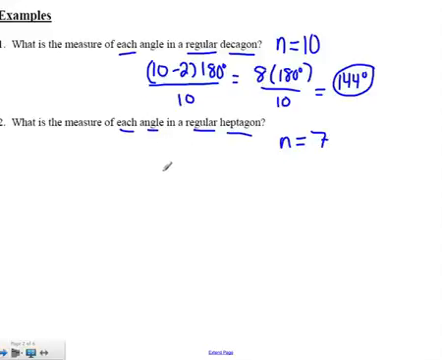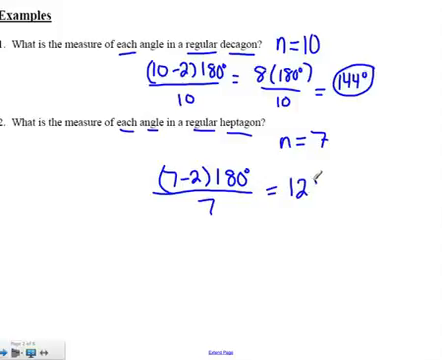So I'll use the same formula. I'll just say 7 minus 2. This is to figure out the number of triangles on the inside. The sum of the interior angles of any triangle is 180 degrees. And then to figure out each angle measure, let's divide by our number of angles on the inside. So 5 times 180, when we divide that by 7, we're not going to get a really nice number. If I round to the nearest tenth, that'd be 128.6 degrees.